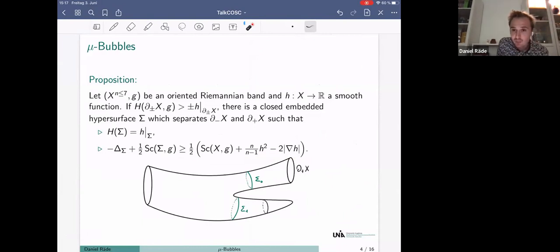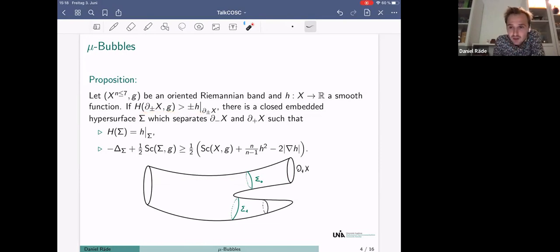Okay, we have some Riemannian band here, and then through GMT magic, you produce this thing here, the separating hypersurface. And what you see immediately is that it doesn't need to be connected. That's the point I want to make with this picture. It can have multiple components, but the only thing we need is that every path from left to right has to cross one of those components. And this here is a barrier condition.